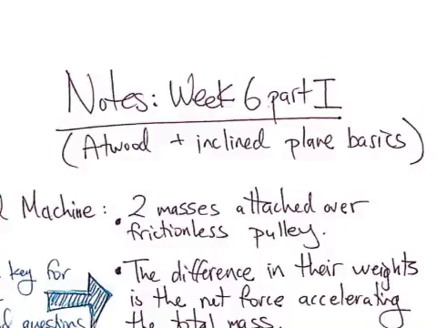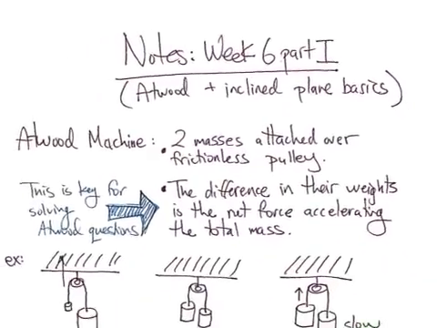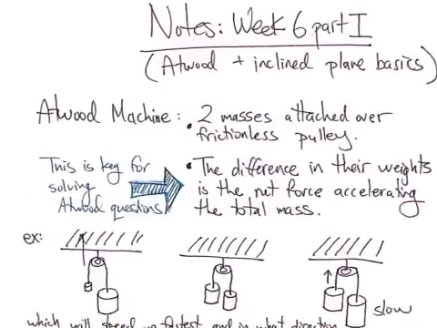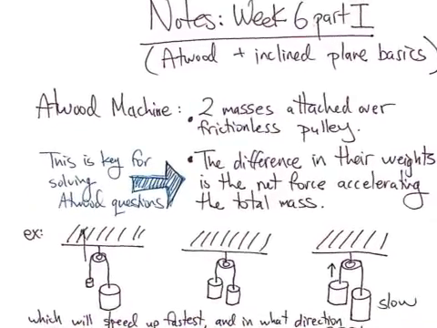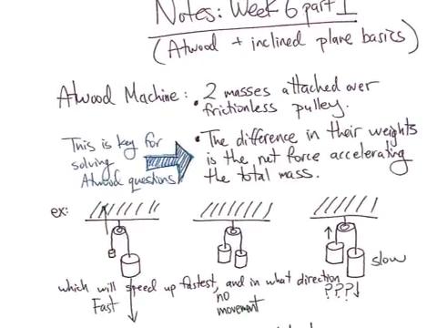All right. So, week 6, part 1, we're talking about two examples of F equals ma, and these are sort of classic physics examples. One, we have an Atwood machine, and secondly, a block sliding down an inclined plane. So, we'll start with the basics in this lesson. And the idea is that an Atwood machine is two masses attached over a frictionless pulley. And so this is what we're looking at first.